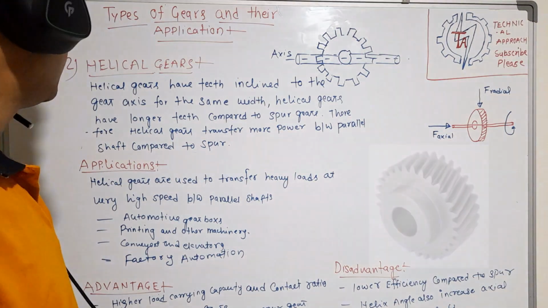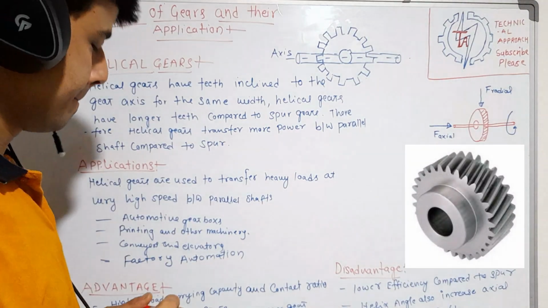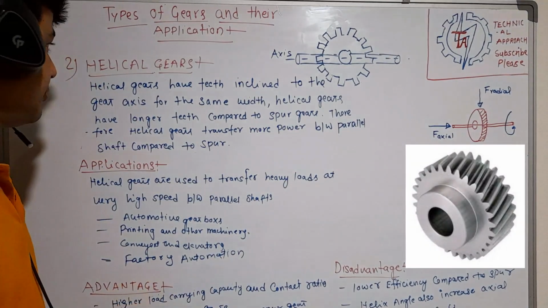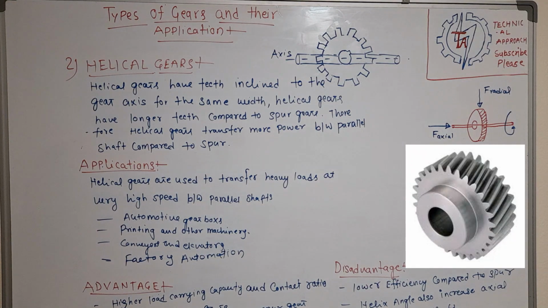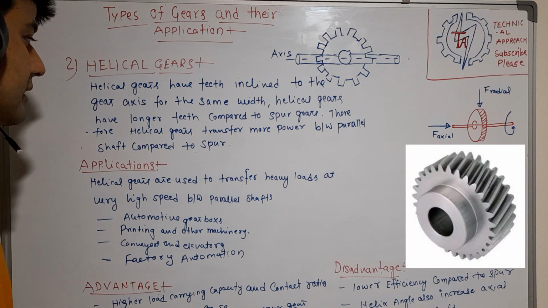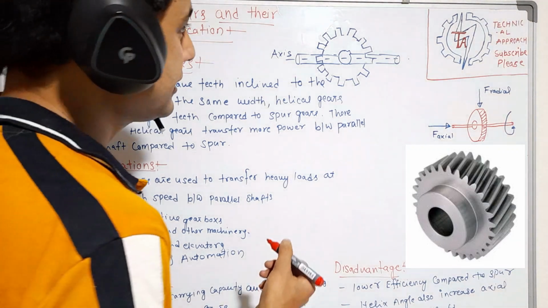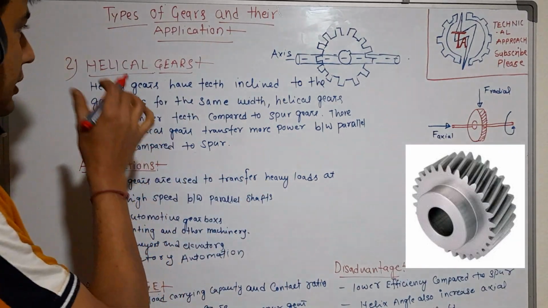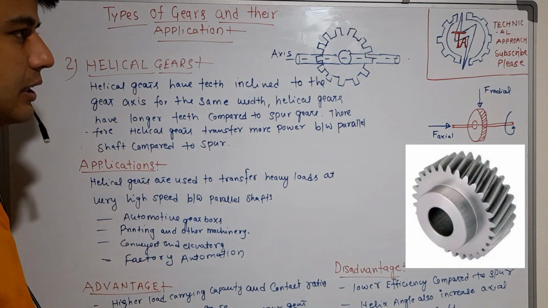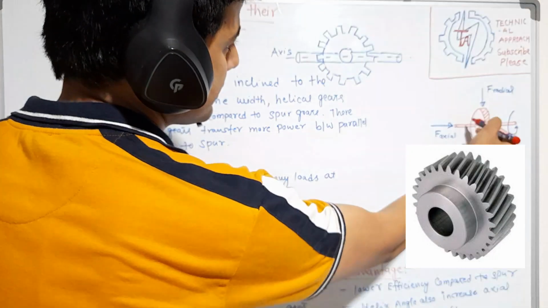Now the second is helical gears. Helical gears have teeth inclined to the gear axis for the same width. Helical gears have longer teeth compared to spur gears. Therefore, helical gears transfer more power between parallel shafts compared to spur gears. In a helical gear, the teeth structure is like that.